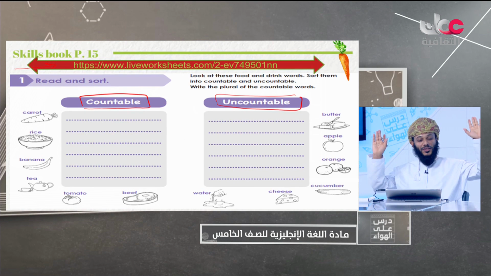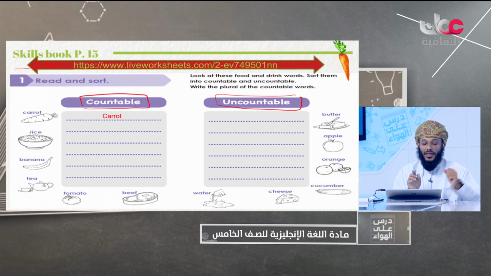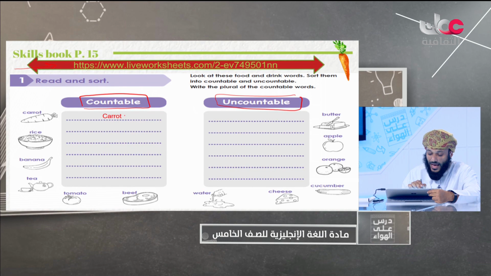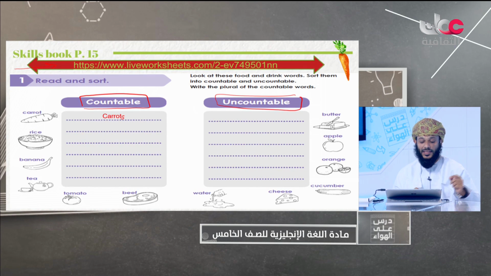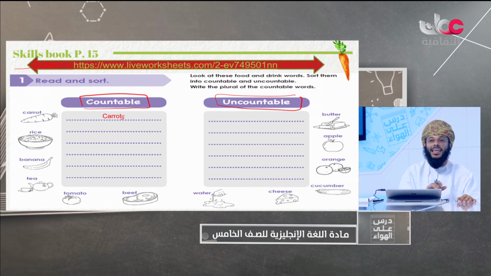Yalla, who wants to do the first one? Carrot, Kamil. Yalla, Kamil. It's countable, thank you. So it's carrot, and we have to add the letter S. Carrots. Thank you, Kamil. Yes, Kamla. Rice. Countable or uncountable? Can we count rice? No, we can't. So it's uncountable.